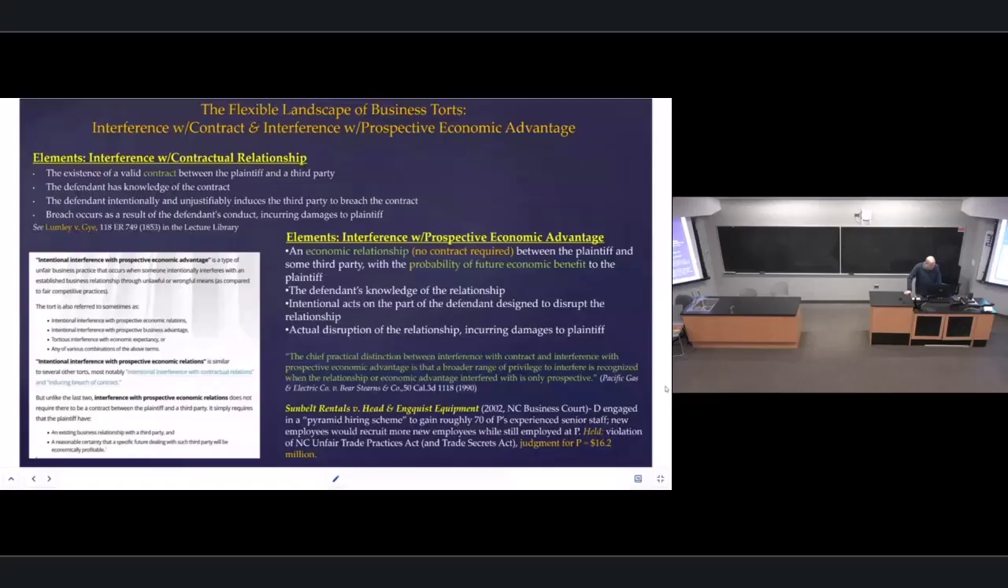Third element, the defendant intentionally and unjustifiably induces the third party to breach the contract. The court said that happened in that case too. Guy knew of the contract and intentionally set out to sabotage it, to sink Lumley's profits and put his theater on even shakier ground. Intentionally and unjustifiably induced Wagner to breach the contract. But for Guy's interference, Wagner would be singing at Lumley's theater and all would be well.